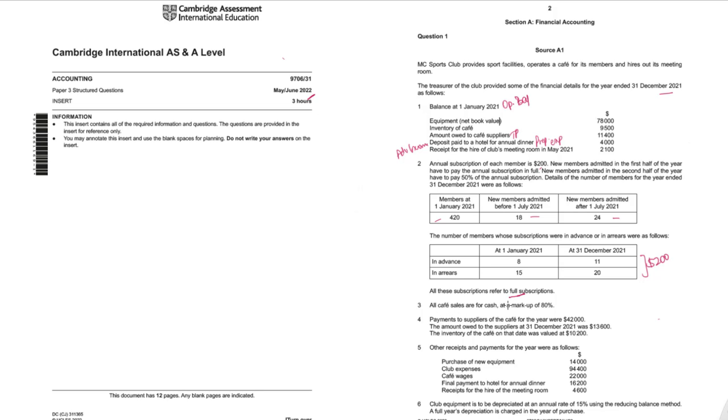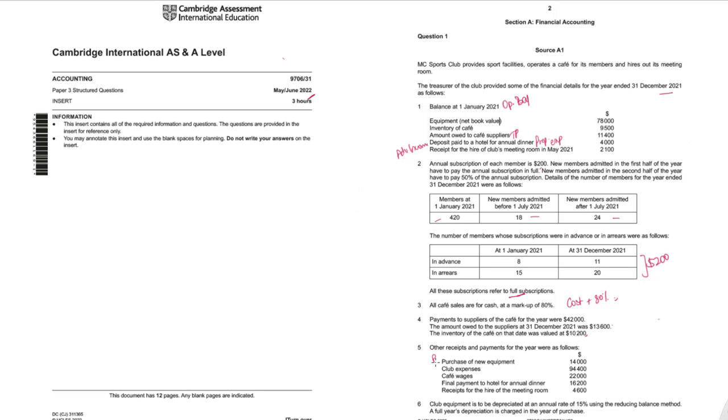Okay, all cafe sales are for cash at a markup of 80%. So whatever is the cost, on that they add 80% to get the selling price. Or in other words, gross profit is 80% of cost. Payment to suppliers 42,000. Amount owed to suppliers, which is closing trade payables, 13,600. Inventory of cafe at the end was 10,200, so closing inventory. Other receipts and payments are given.